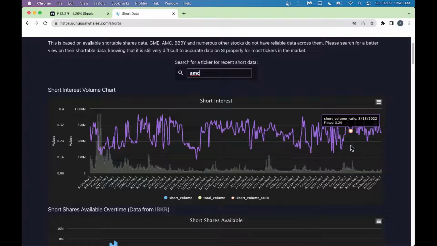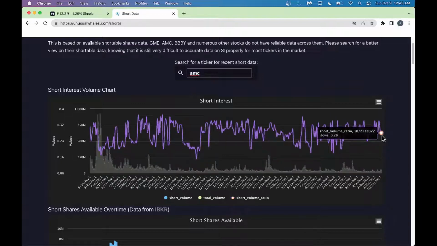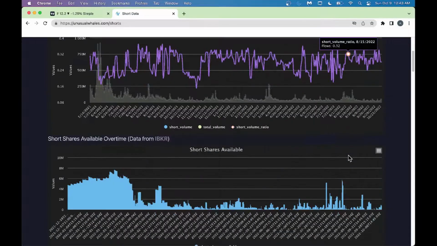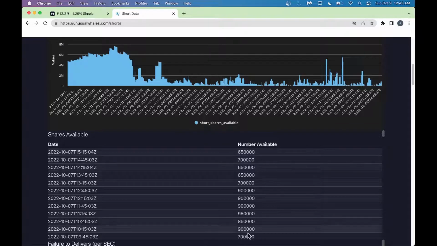It draws the short interest. Look, short interest was high. Now it's coming down here. As of 10/21/2022, you get a good idea what's going on here from a short interest perspective. It also gives you some more details here. Number of shares available. Look, it's coming down slightly. That tells you the number of shares available is becoming less, which is a good idea.